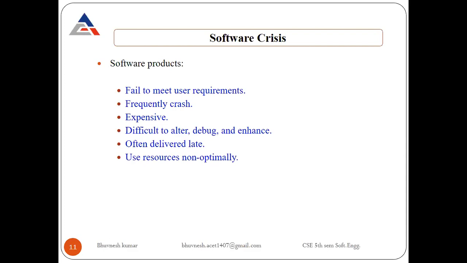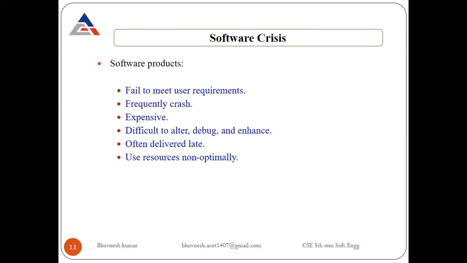Expensive: if your product is expensive, then it is also a software crisis. Difficult to alter, debug, or enhance: if your product cannot be modified, does not have a feature of dynamic change, or we cannot debug or enhance it, then it can also be a crisis. Your product should be dynamic in nature. You can change and modify your product so that the user can use it according to technology.